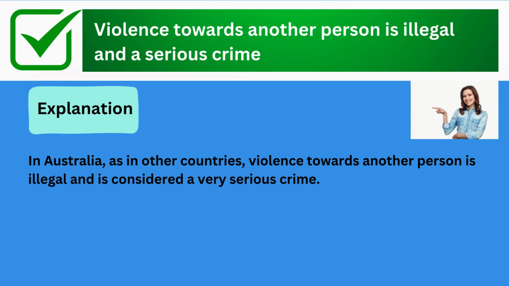The correct answer is violence towards another person is illegal and a serious crime. Explanation: in Australia, as in other countries, violence towards another person is illegal and is considered a very serious crime.